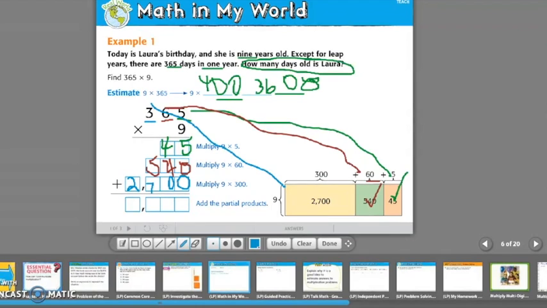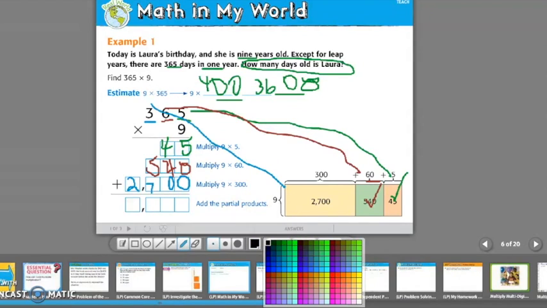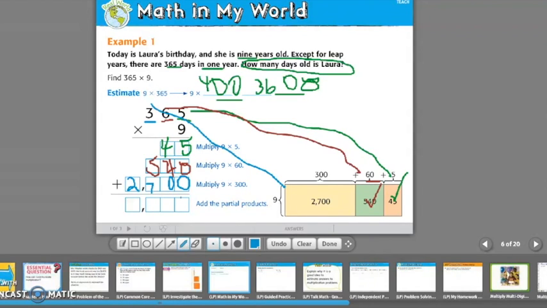Now, I'm not going to say my answer is 45, 540, 2,700. I'm going to add those up. I'm going to add up my partial product. So I have 5 plus 0 plus 0, which is 5. I have 4 plus 4 plus 0. 4 plus 4 is 8. 8 plus 0 is still 8.